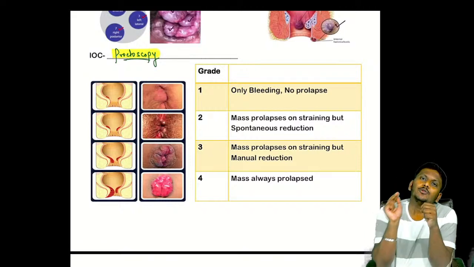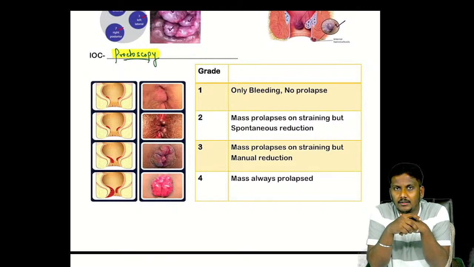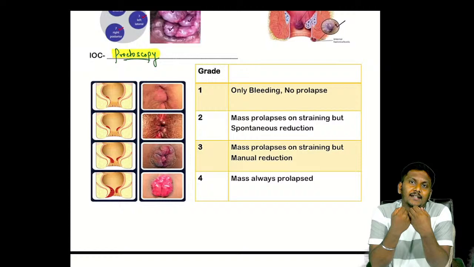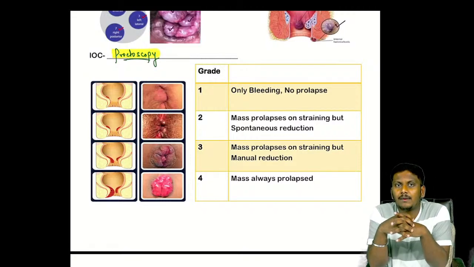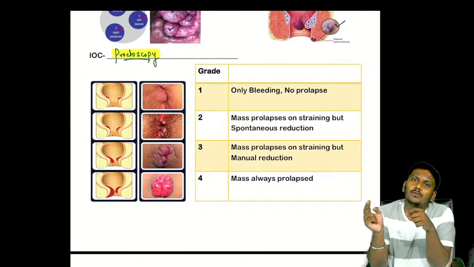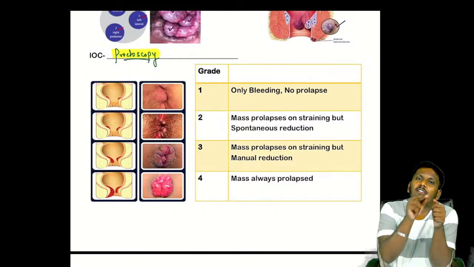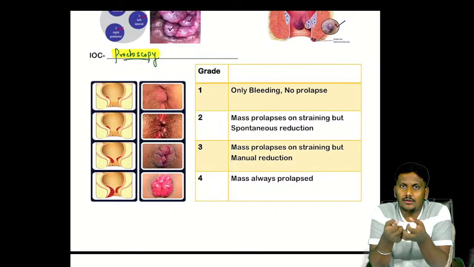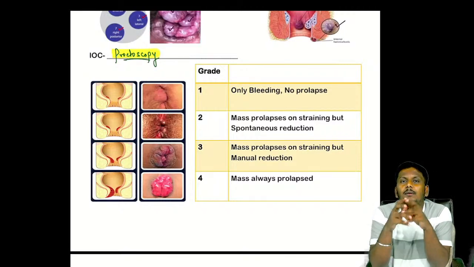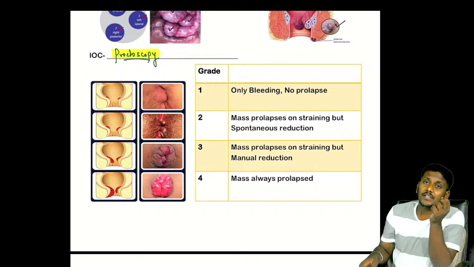Yes, I have to push back the mass with the help of my fingers. He says that definitely when he is passing stools, beta, a mass comes outside, but the mass that comes outside does not go back on its own; it has to be pushed back with the fingers. This is called grade 3, beta, where a manual reduction is required. And grade 4, he says, Doctor sahab, the mass is always hanging outside, the mass is always prolapsed outside.